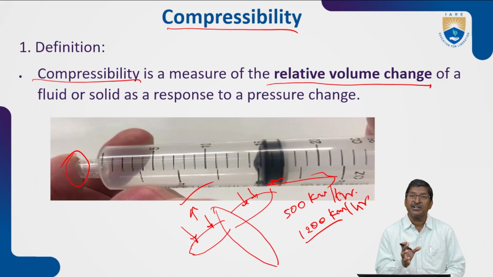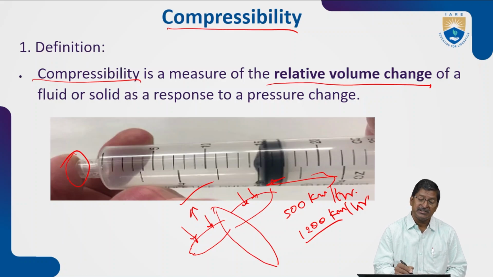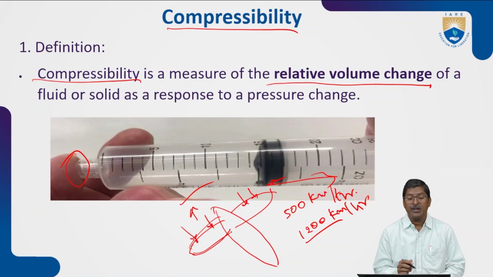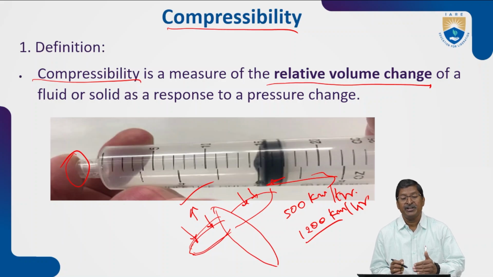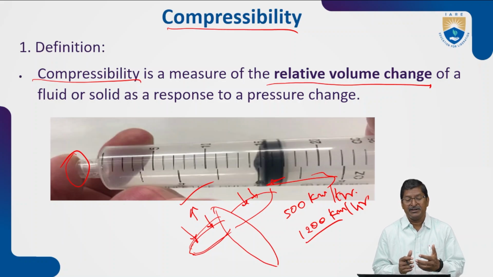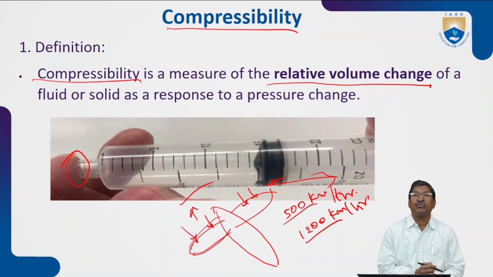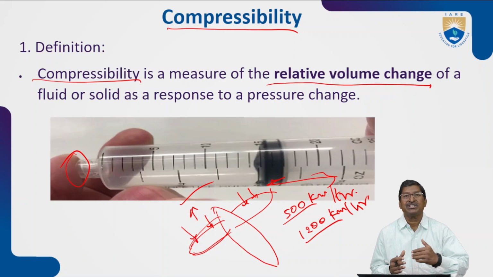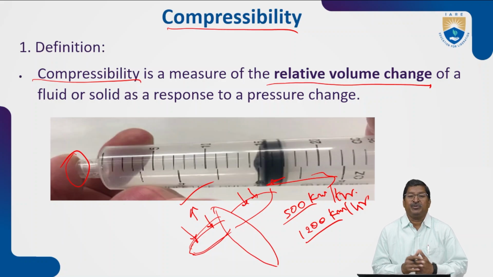Because the speed is increased, the density of air at the wings also increases. So more density will be there, and less volume change of the gas or air, compared to the flight with the speed of 500 kilometers per hour. So that's why the wings should be designed such that at the highest speed they should withstand. For that design purpose, we have to know this compressibility.